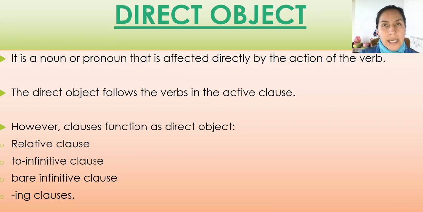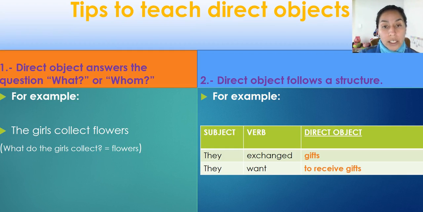Direct object. It is a noun or pronoun that is affected directly by the action of the verb. The direct object follows the verbs in the active clause. However, clauses function as a direct object too. Here, there are two suggestions for teaching students to identify direct objects in an English class that could be very helpful. First, one tip for recognizing the direct object in a class is by finding a transitive verb and teaching students that the direct object answers the question what or whom after a transitive verb.